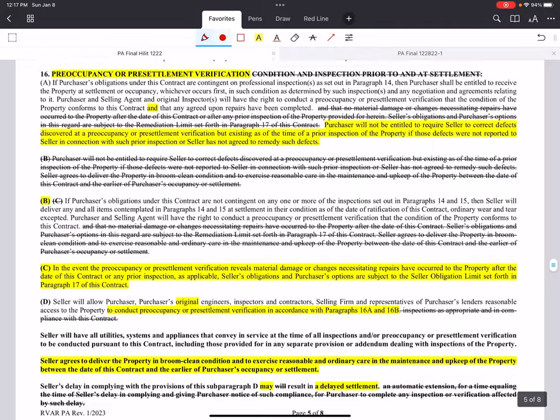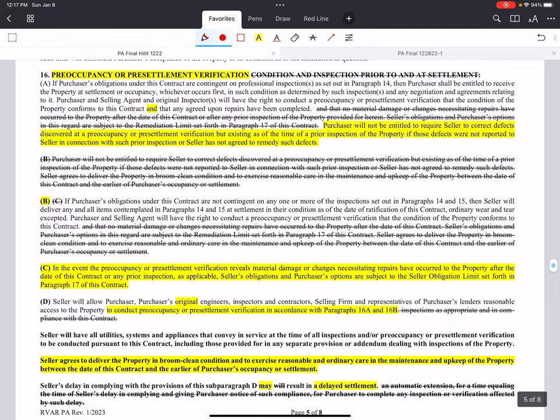And one of the points of confusion was this. We called in the revision, paragraph 16, the condition and inspections prior to settlement. That was the name of the paragraph. And we had the word inspections in there. And there was just some confusion. And we could have done a better job back then in clarifying that.